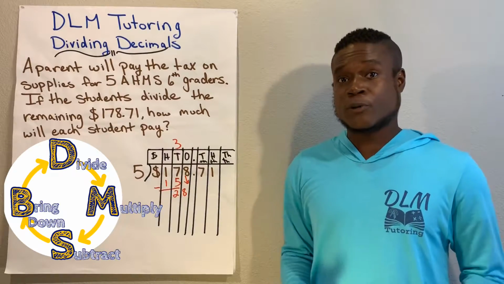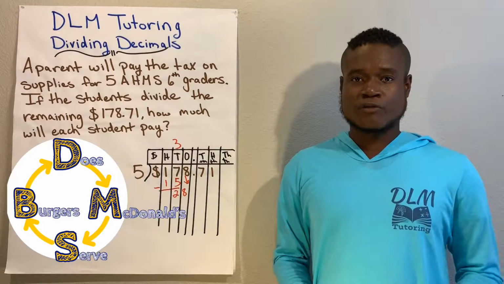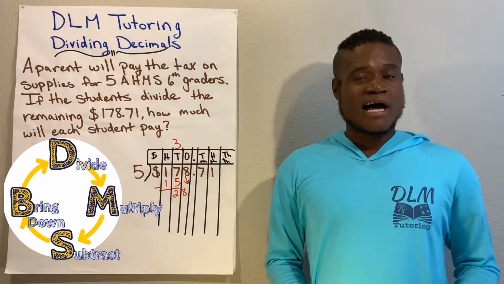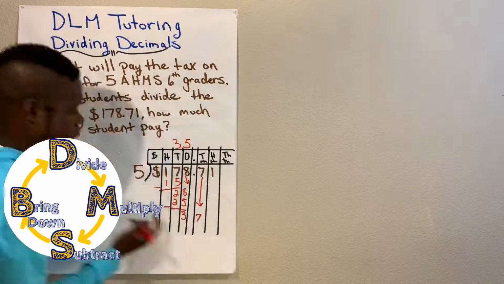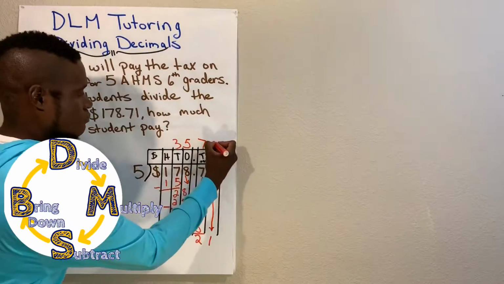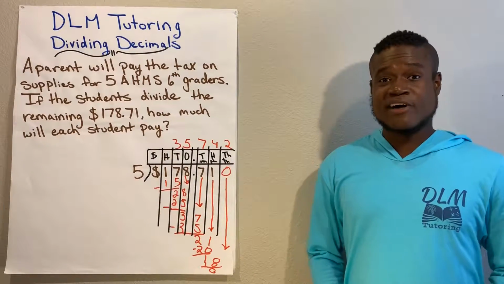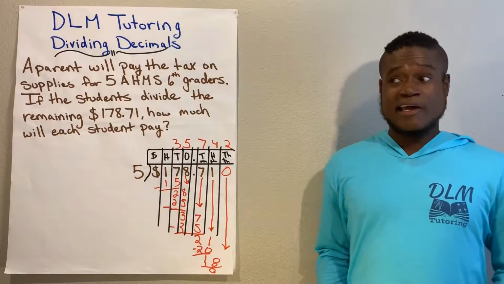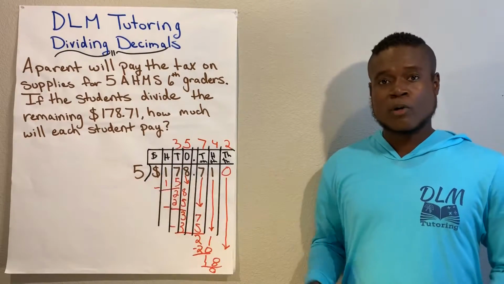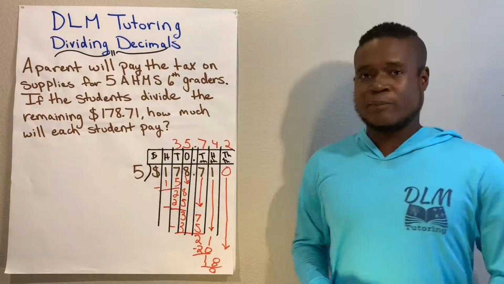Now I'm going to start the process all over again. Remember, does McDonald's serve burgers? Divide, multiply, subtract, bring down. So now, after I've divided, I have all of my digits. And when I'm dividing a decimal by a whole number, all I need to do is bring that decimal straight up in the same place value.